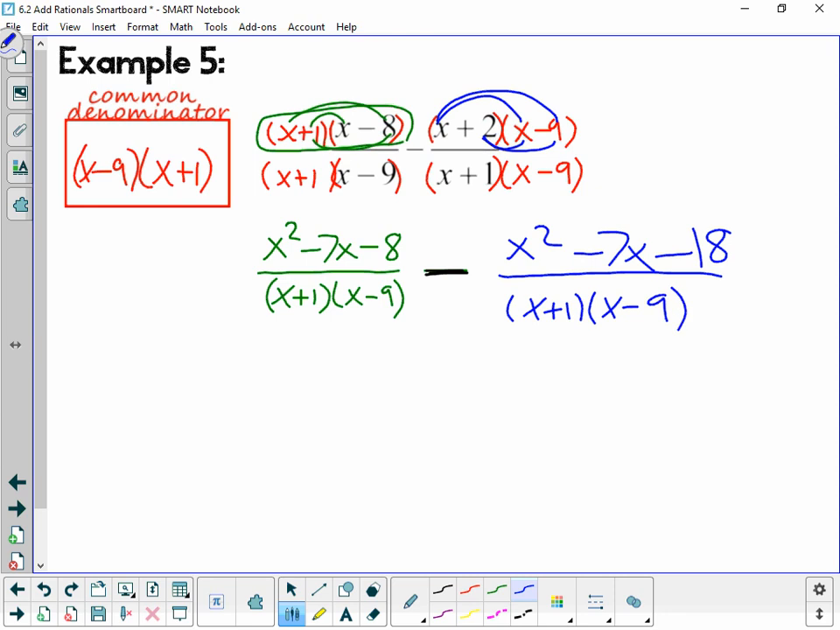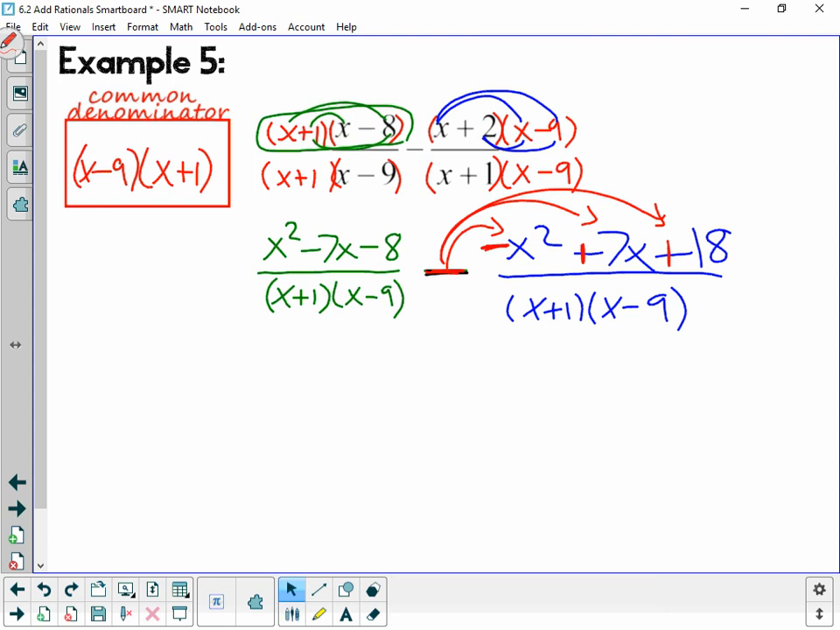So we've modified each of those fractions so that they have a common denominator. We can now combine them. We're subtracting here, so we have to be a little bit careful. This subtraction is going to distribute to each of these terms. This will become a negative x squared, a positive 7x, and a positive 18.